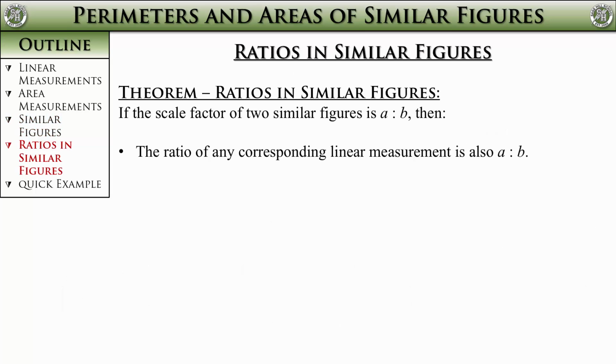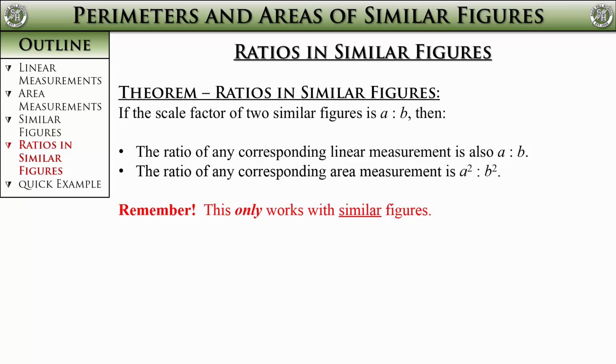This is the one theorem from this section. If you have two similar figures, then they have a scale factor. The ratio of any corresponding linear measurement is a to b. So all of those linear measurements I reviewed a minute ago apply. The corresponding heights, or radii, or perimeters, or some other linear measurement are all in the same ratio as the scale factor. This is the first part of the theorem. The second part says that any corresponding area measurement is in the ratio of a squared to b squared.